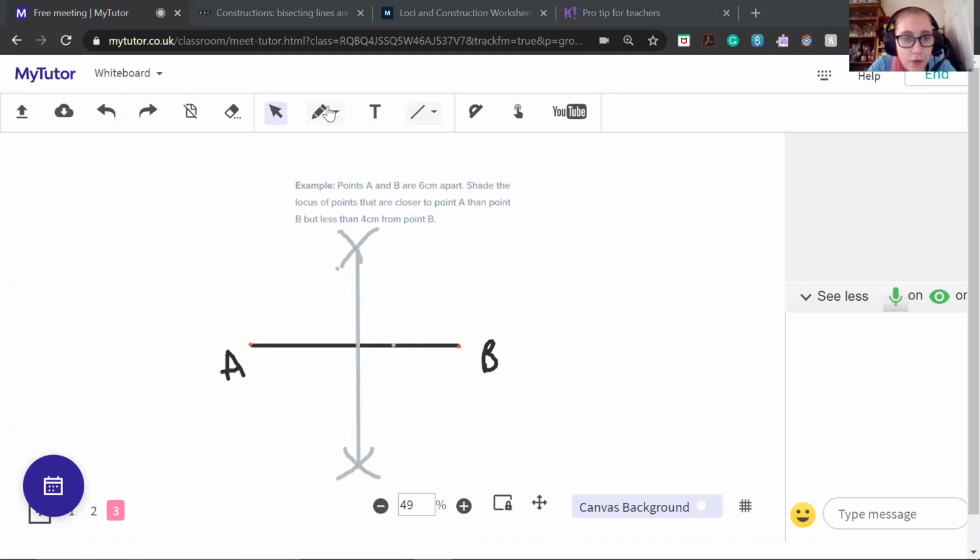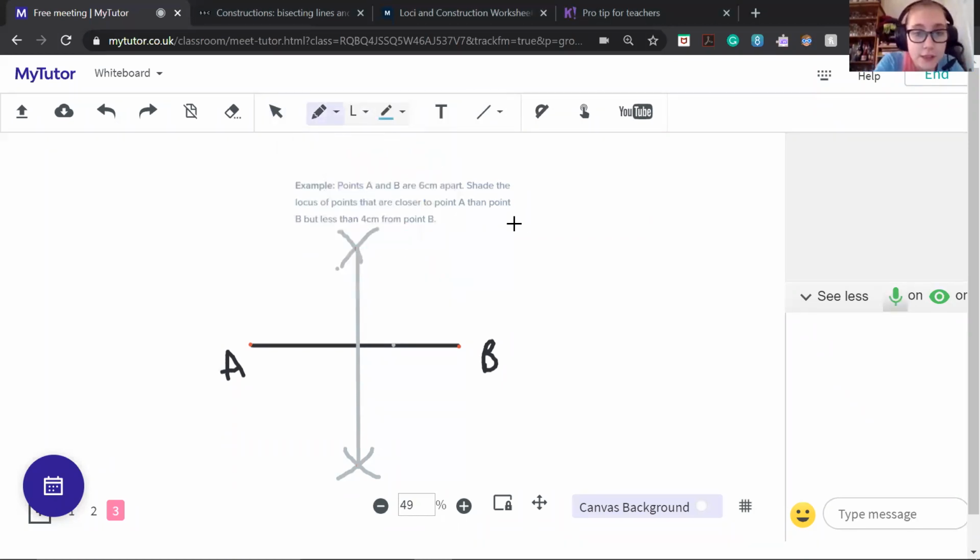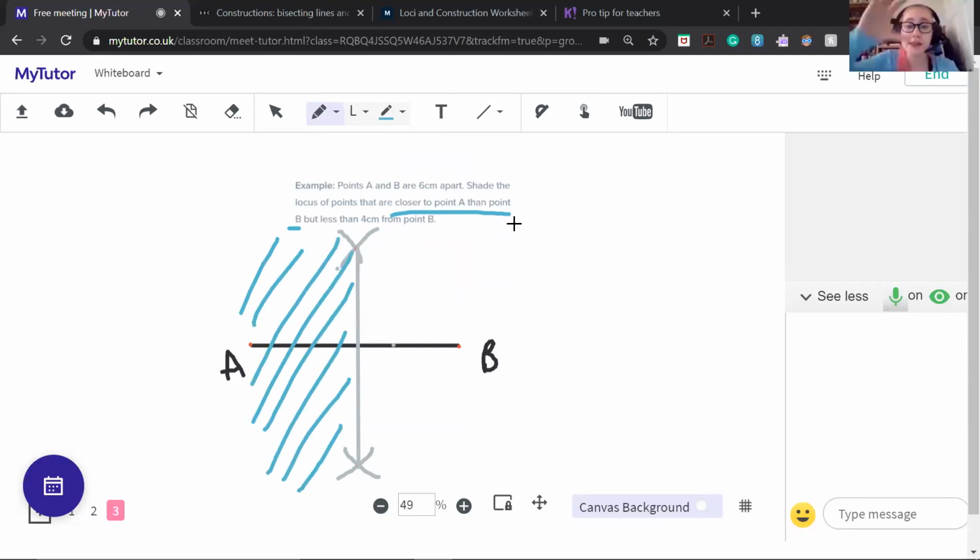So let's think about which points are closer to A than B. It's everything on the left-hand side of this line, right? Because everything here, so I'll underline which bit I'm looking at, closer to point A than point B, is everything here. Now we could extend this further. This could go down further and out further, because anything way over here is of course closer to A than B. But we'll do that for now and only expand the shading if we need to.